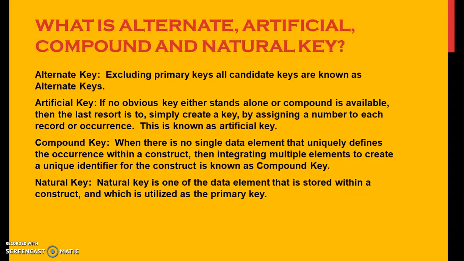So compound key: when there is no single data element that uniquely defines the occurrences within a construct, then integrating multiple elements to create a unique identifier for the construct is known as a compound key. So there is alternate key, artificial key, compound key, and then we have the natural key. A natural key is one of the data elements that is stored within a construct and which is utilized as a primary key.